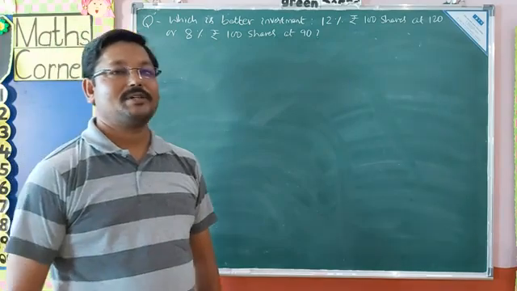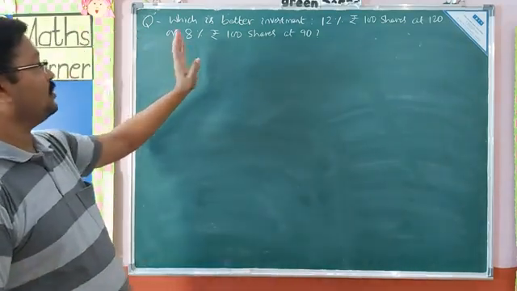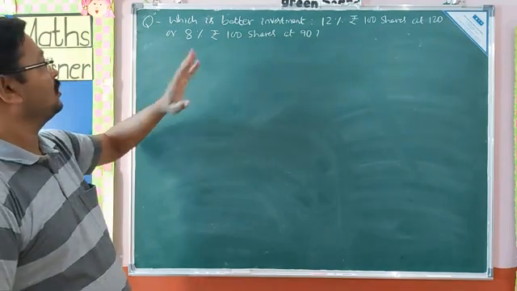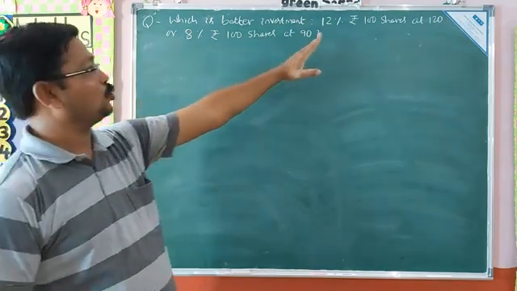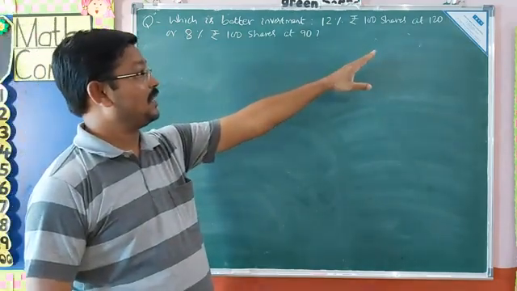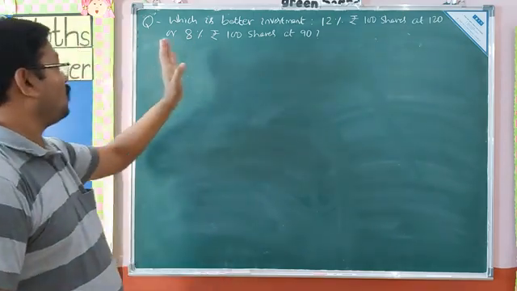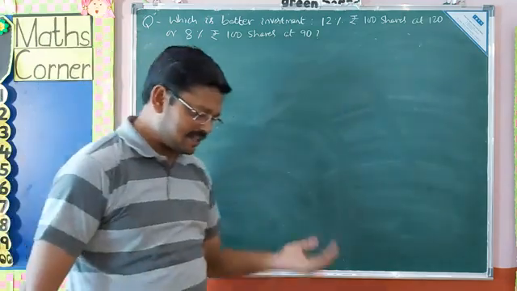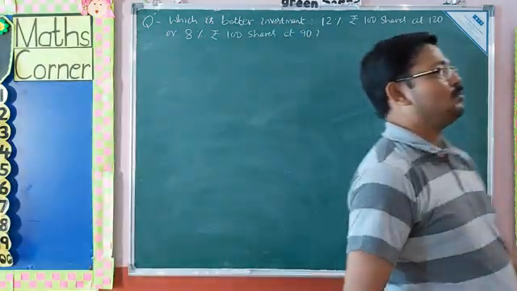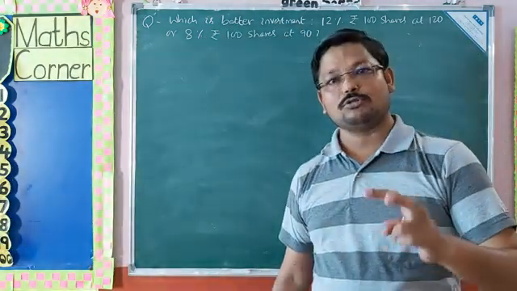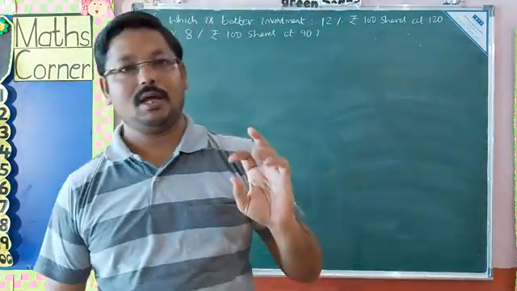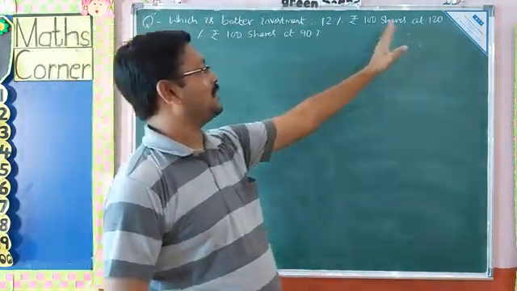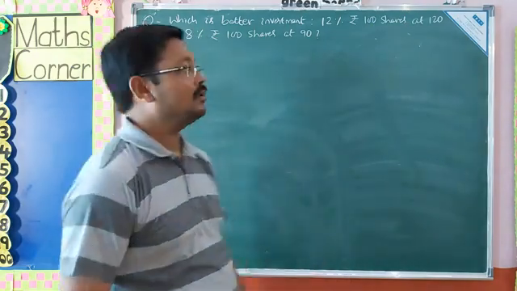So our next question, which is generally asked many times in the ICSE exam also, is: which is the better investment? 12% rupees 100 shares at 120 or 8% rupees 100 shares at 90. Most of the time students get confused in this question. So these are two different investments, and here we need to understand what is this 12%, what is 100 and what is 120.